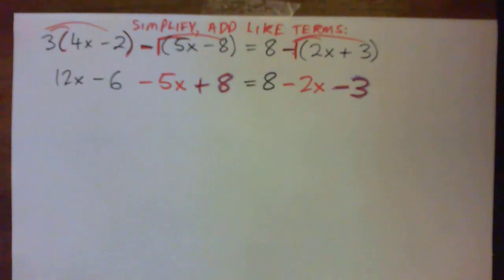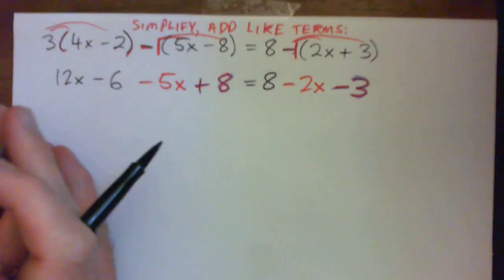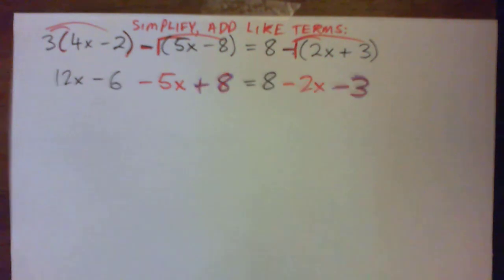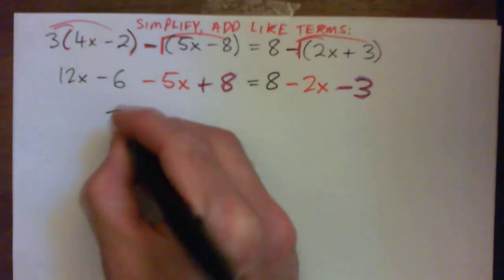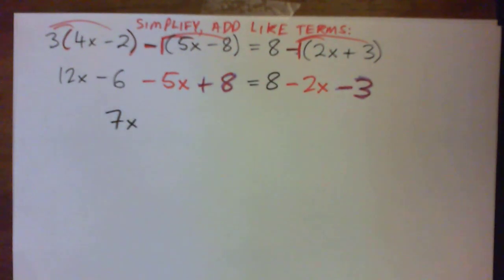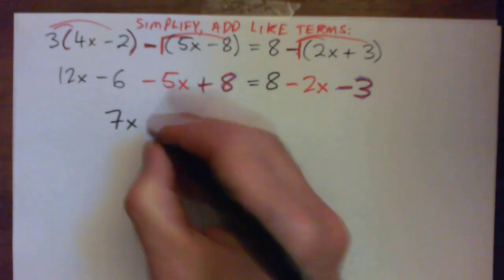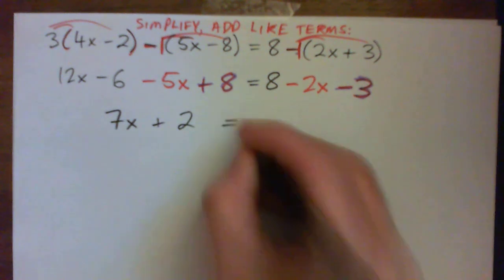So now we just gather like terms together. We got x's over here and numbers. So I got a 12x and minus a 5x. That'd give me a 7x, wouldn't it? Right? I got a -6 plus 8. 6 bad guys, 8 good guys. That would give me 2 good guys. Yep.